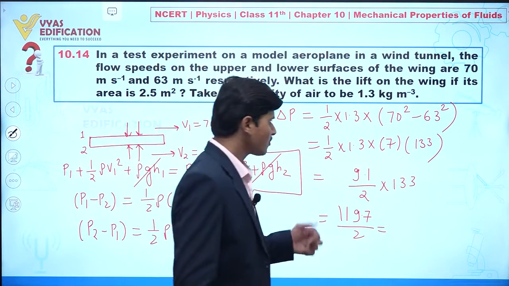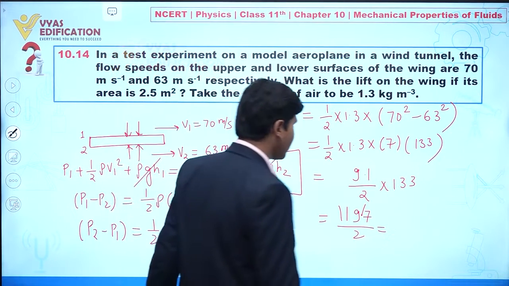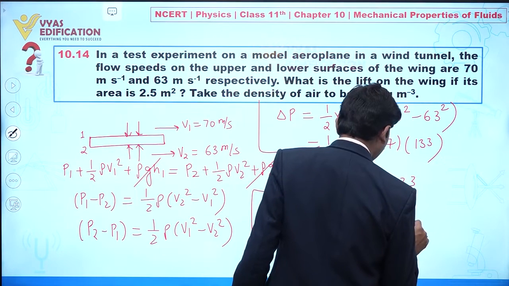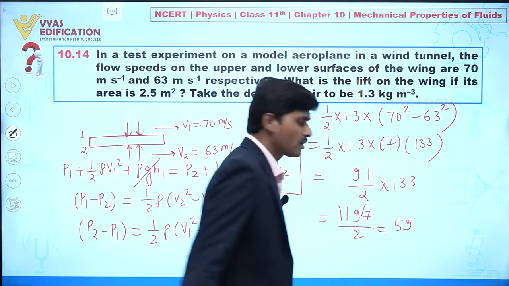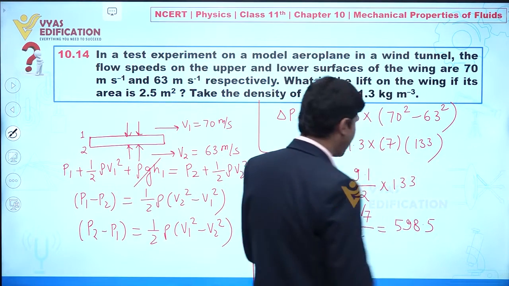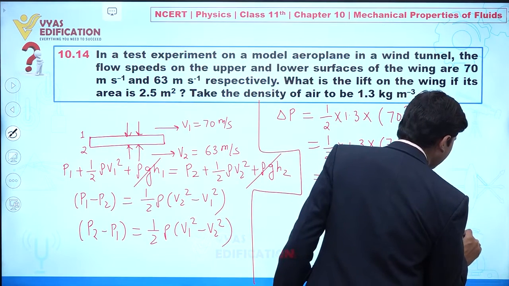Clear to you? No, that's fine. 1197 by 2. Clear? So from here we are getting this is 2, we have 9. Clear? We have 8 and then we can say 5. Clear? So 598.5 Newton per meter square, this pressure difference we are getting.